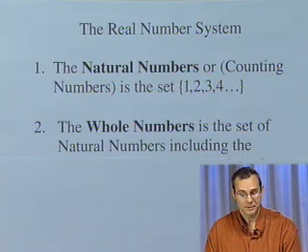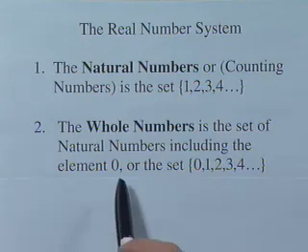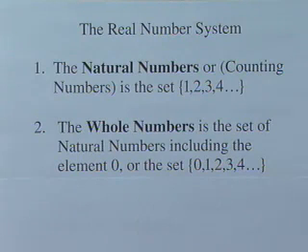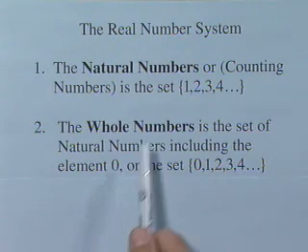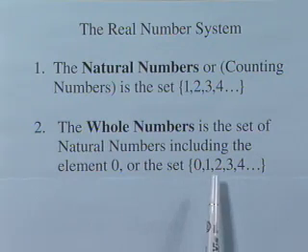Well, the whole numbers, that's just going to be the counting numbers, but we're going to include one more element, the element 0. If we just add the element 0 to our natural numbers, we get what's known as the whole numbers. So 0, 1, 2, 3, 4, 5, etc.